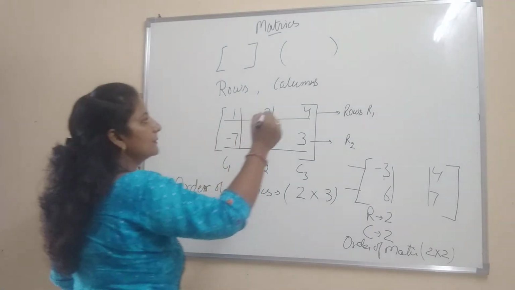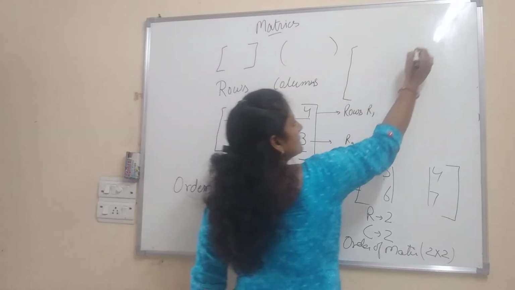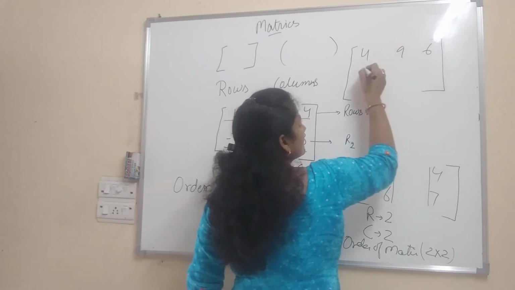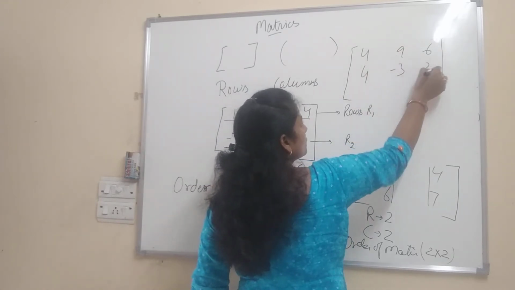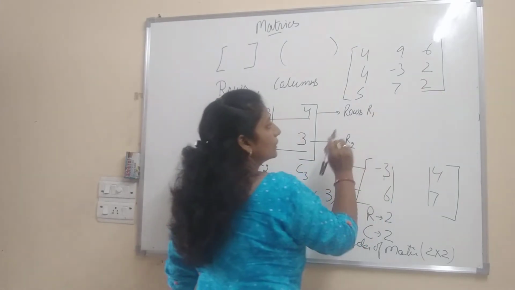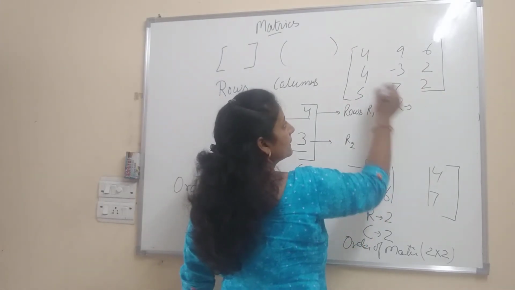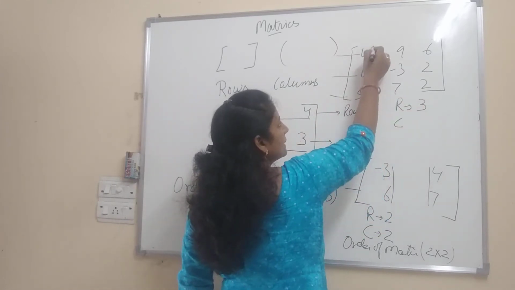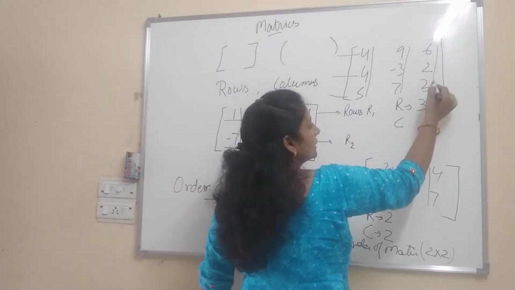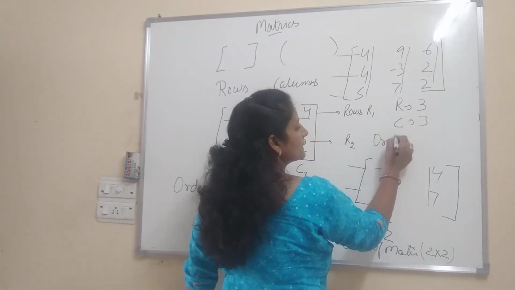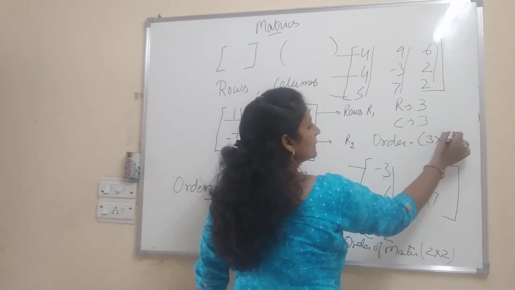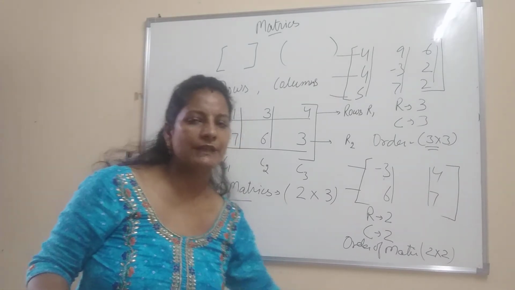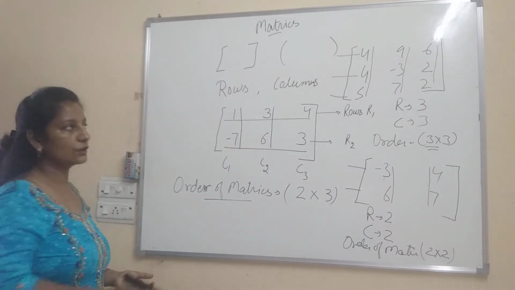Let's take some more examples. Suppose we have a matrix like this: 4, 9, 6, 4, -3, 2, 5, 7, 2. In this, how many rows are there? 1, 2, 3. There are 3 rows. And how many columns? 1, 2 and 3. There are 3 columns. So the order of the matrix is 3 into 3. It may not be asked directly in the question, but you need to know the order of the matrix.